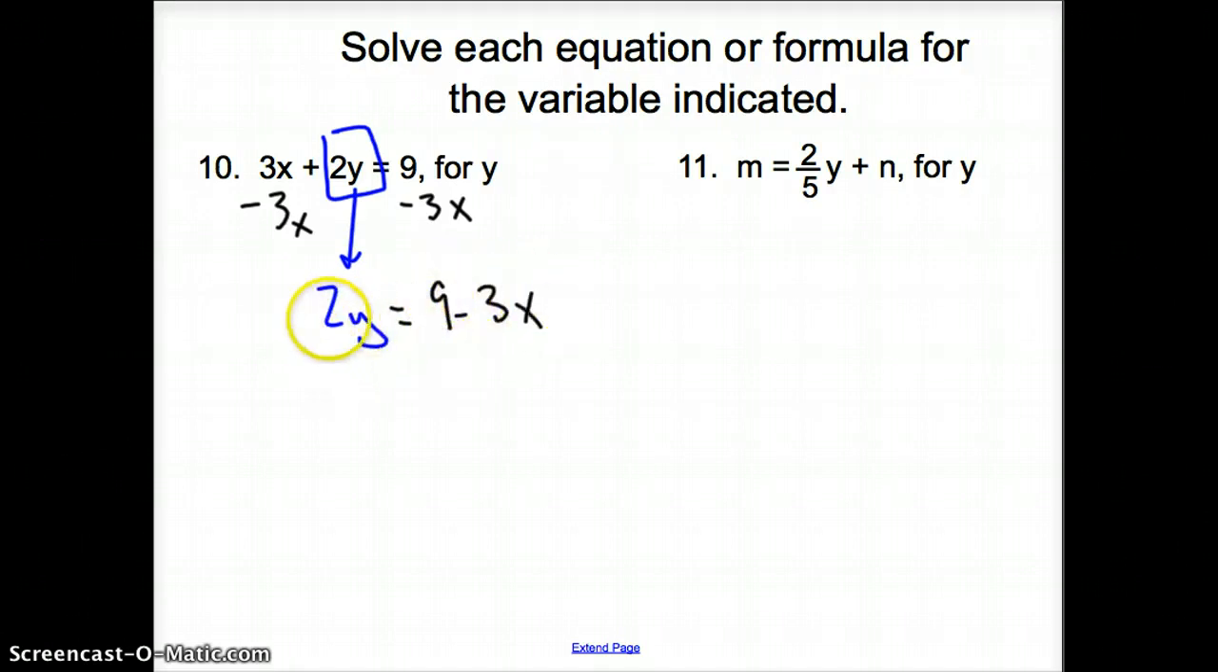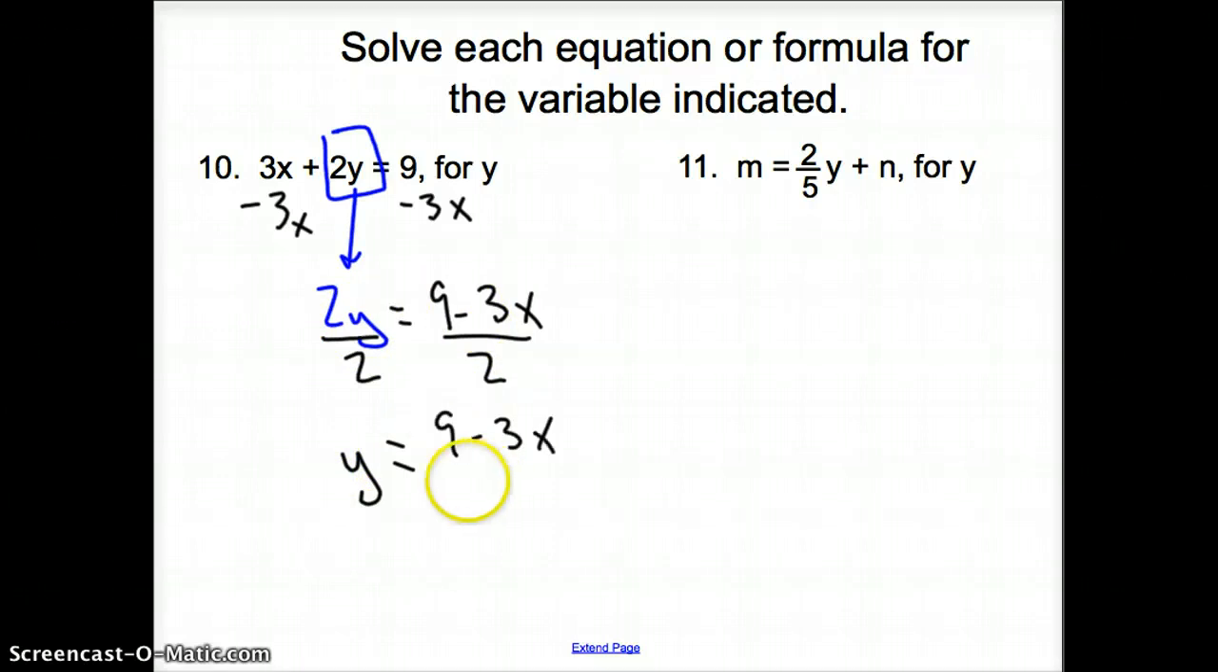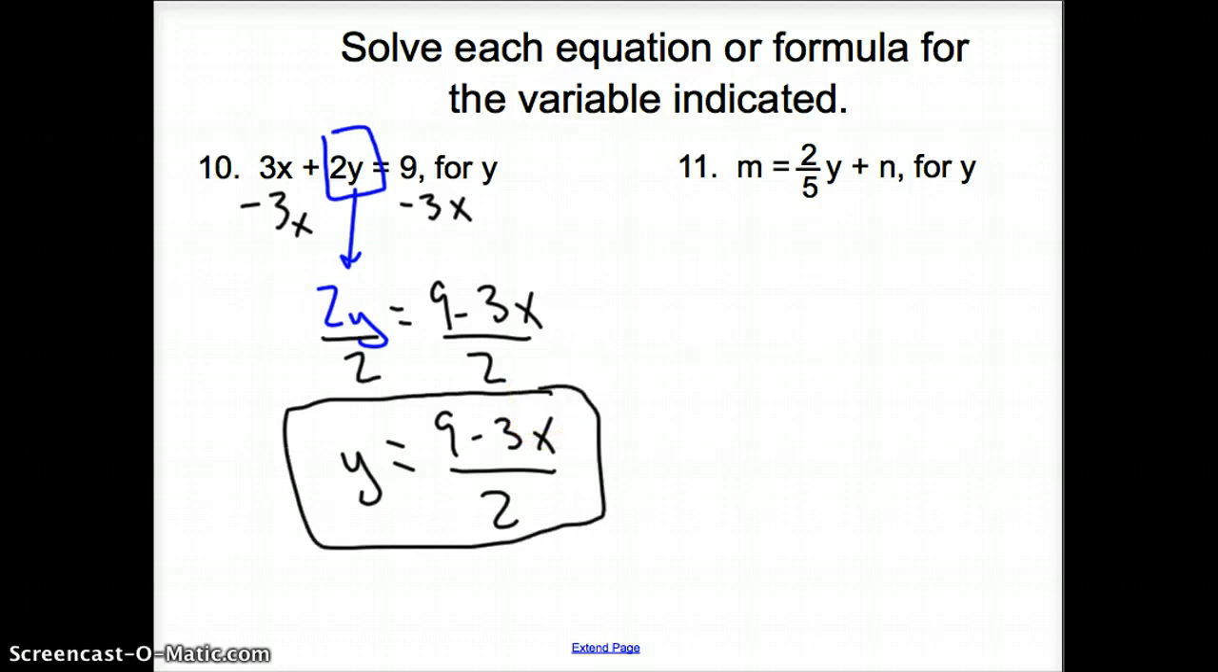Now how would you get this 2 away from the y? Well, it's attached through multiplication, so you just have to divide. So we divide both sides by 2, and so 2 divided by 2 is 1, that cancels out, so we're left with a y all by itself, and then we have 9 minus 3x divided by 2 for your final answer. Now all of this would be your final answer. Let's take a look at 11. Again, we are solving for y.